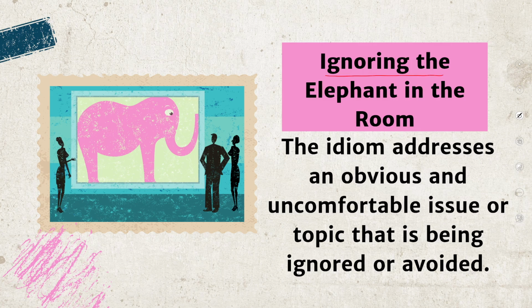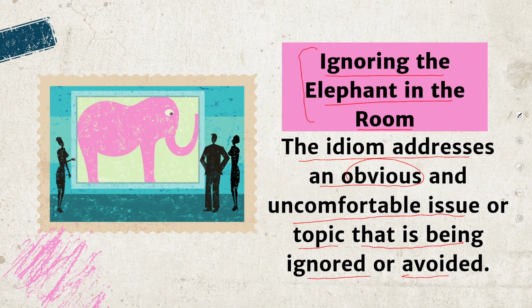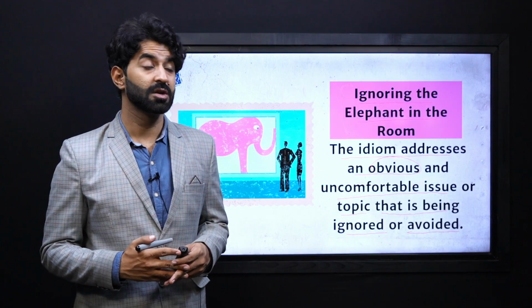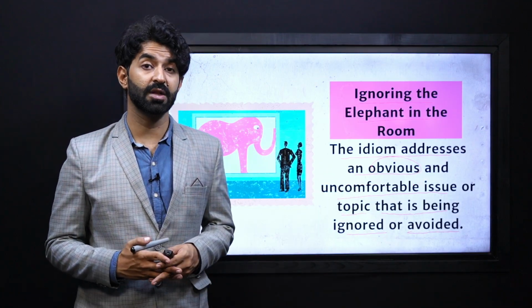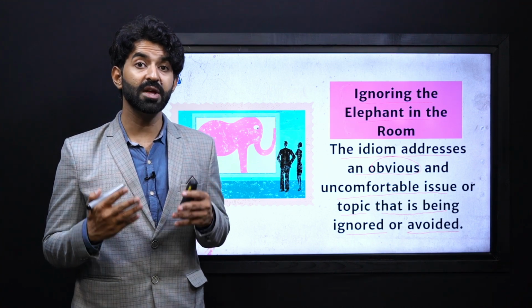Ignoring the elephant in the room. What does it mean? If we take the literal meaning, it means there is an elephant in the room and we are ignoring it. That's not the case here. The idiom addresses an obvious and uncomfortable issue or topic that is being ignored or avoided. If this situation arises, you would say, let's not ignore the elephant in the room. Let's address the elephant in the room.